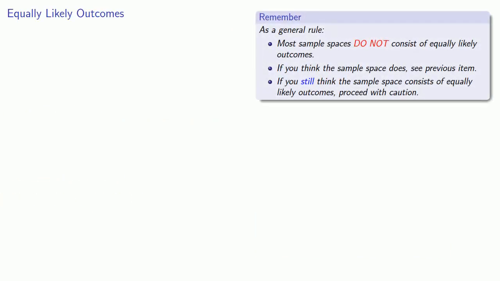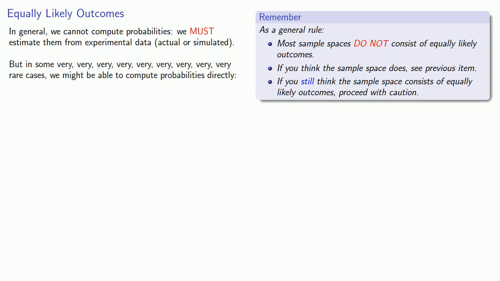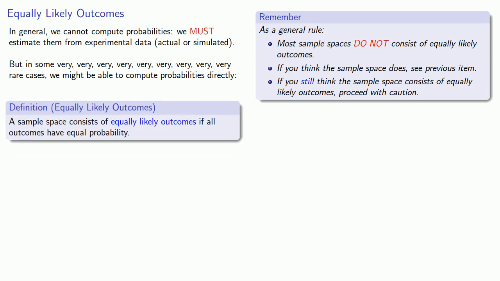Now, as a general rule, we cannot compute probabilities. We must estimate them from experimental data, either actual data, like weather reports, or simulated data. But in some very, very rare cases, we might be able to compute probabilities directly. Our ability to do so relies on having what's known as a sample space of equally likely outcomes. And we say that a sample space consists of equally likely outcomes if all outcomes have equal probability.